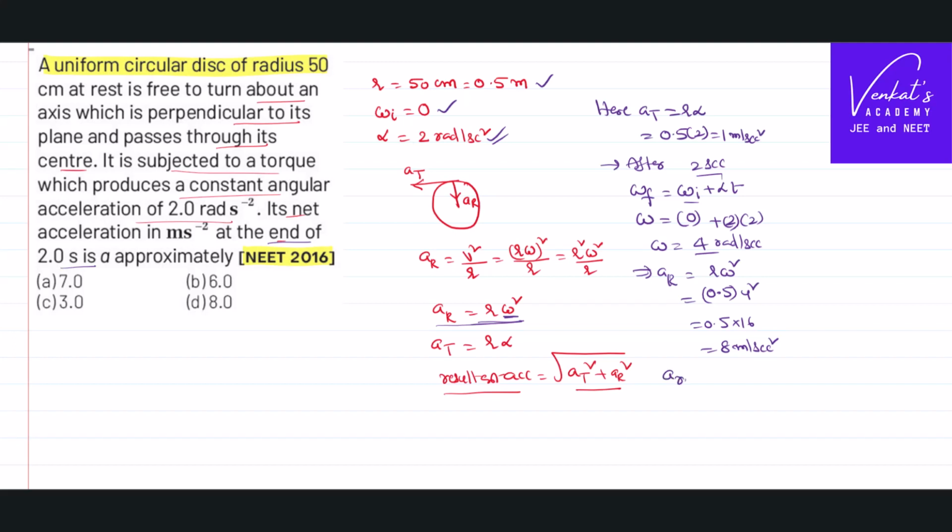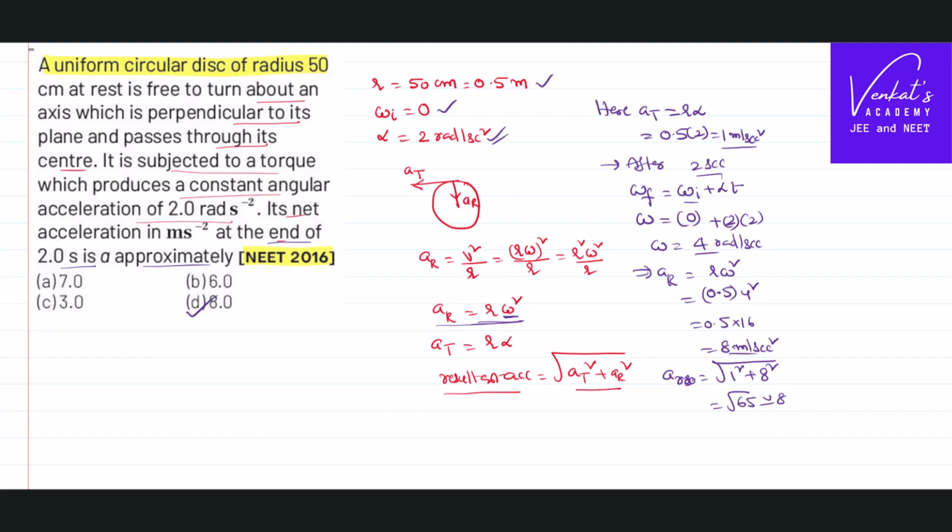Acceleration resultant is equal to root of a tangential square, I know that a tangential is already 1, square, plus a radial square is 8 square, that is root 65. It is close to 8 because it is a little more than 8, but he also asked approximately. We don't have any answer more than 8. So 8 is the answer that we can choose.